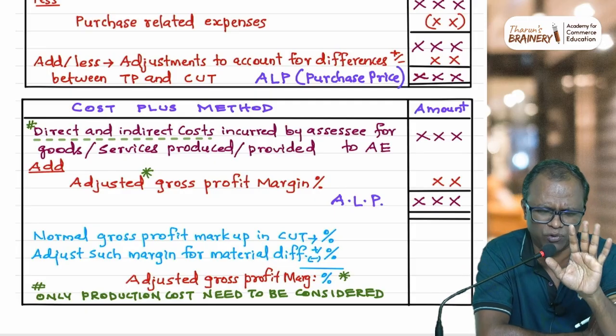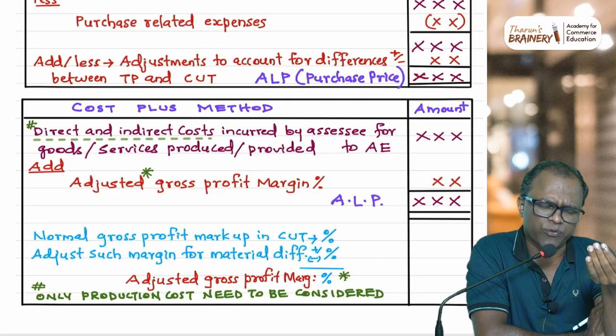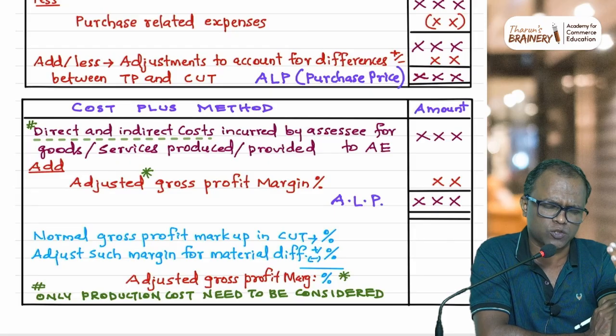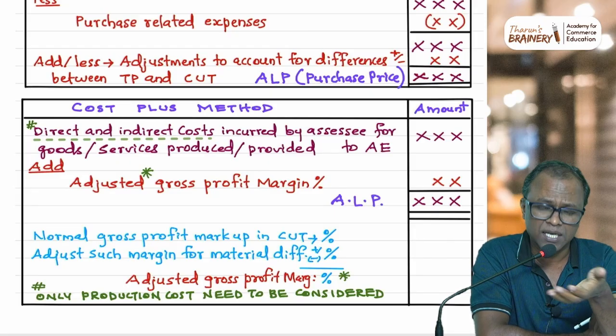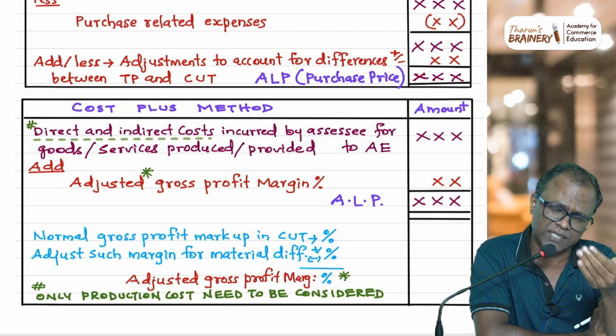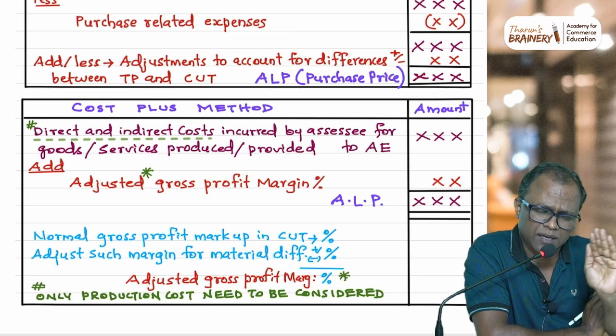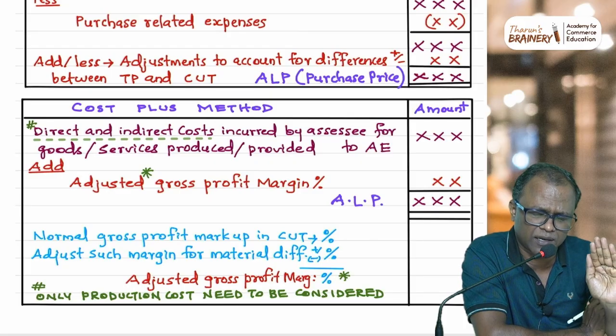So you should be careful. In two ways we can represent gross profit margin, either as a percentage of cost or as a percentage of sales. As a percentage of cost means gross profit divided by cost into 100. As a percentage of sales means gross profit divided by sales into 100. Anyway, we have to take the comparable gross profit margin with the unrelated party.